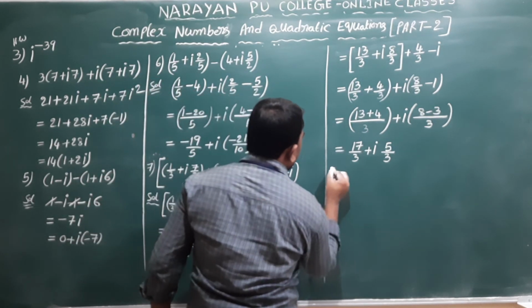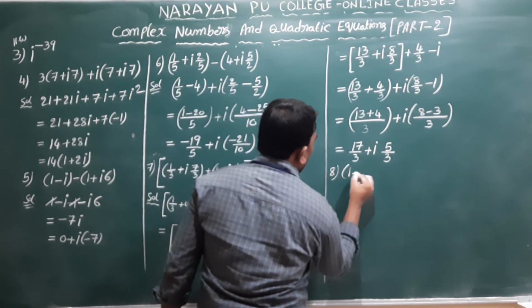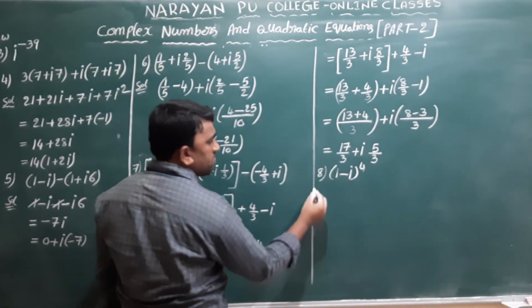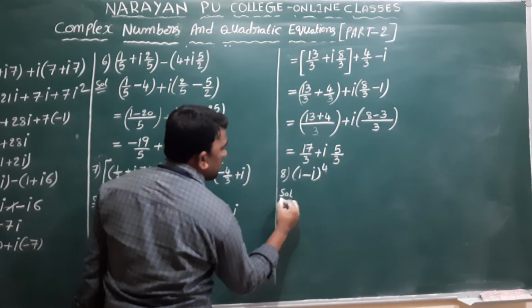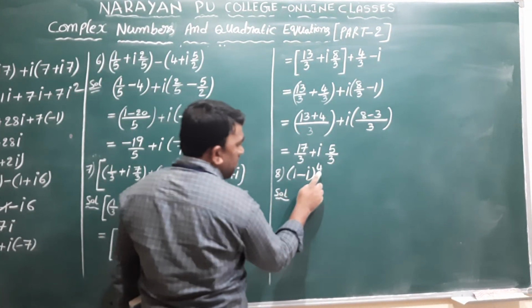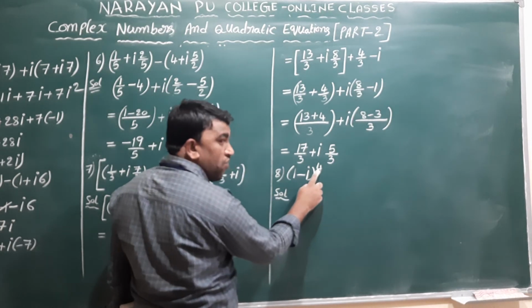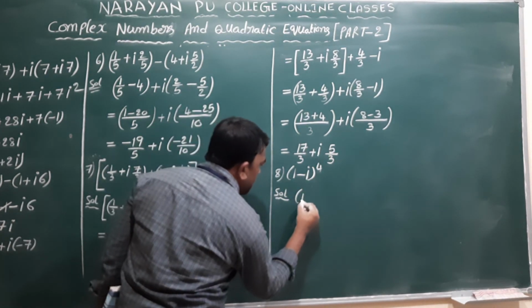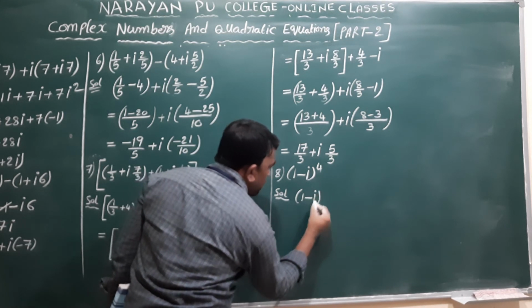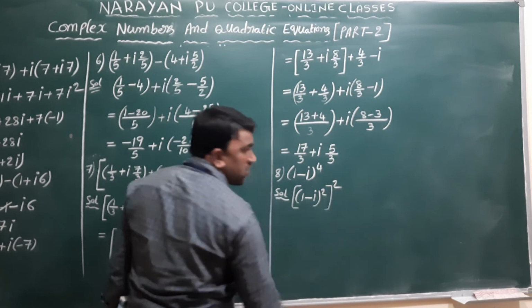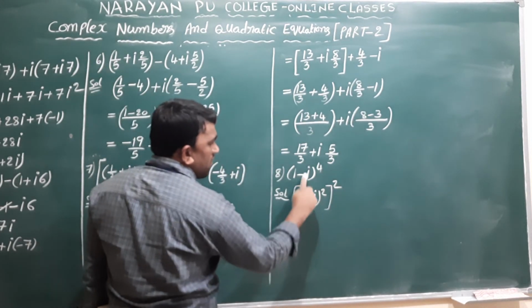So next, 8th one: 1 minus i whole power 4. Solution. Here i power 4 will be there, 1 minus i whole power 4 will be there. This you can write as 1 minus i whole square, 2 into 2 is 4, same thing we will get.